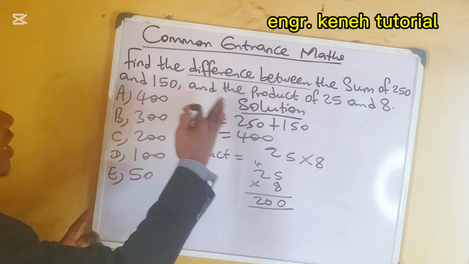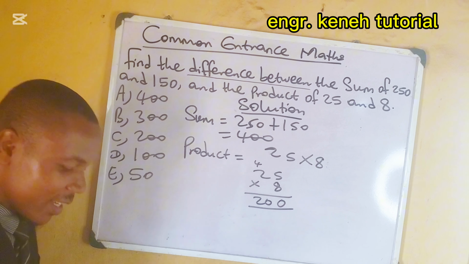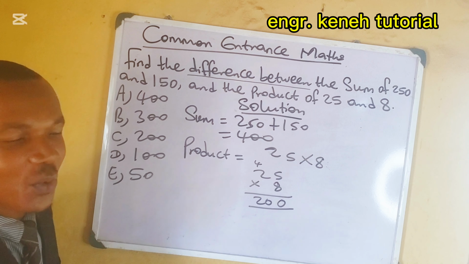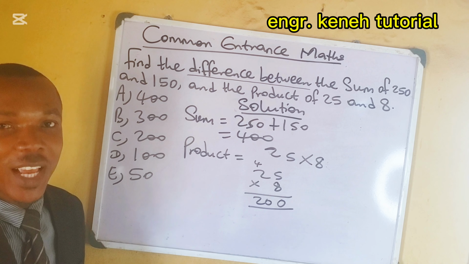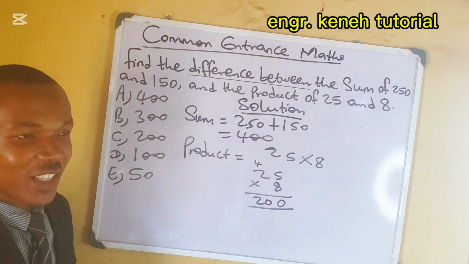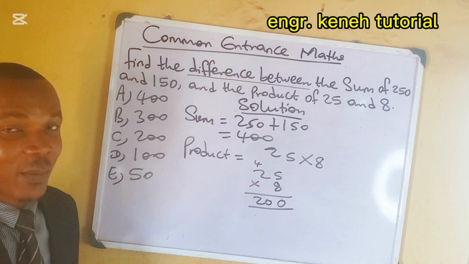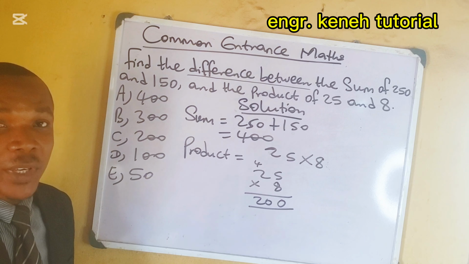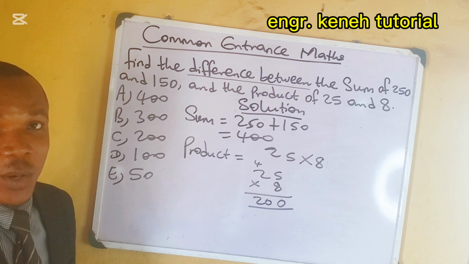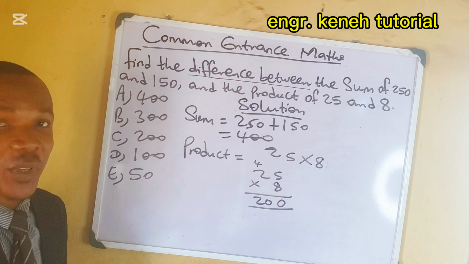So they said find the difference between the sum and the product. When you hear difference, it means subtract one from the other. When they say difference without mentioning whether it's negative difference or positive difference, I would advise you to go for what? Positive difference. But difference can be classified into 2. We have negative difference where the bigger one is subtracted from the smaller one, and we have positive difference where the smaller one is subtracted from the bigger one.